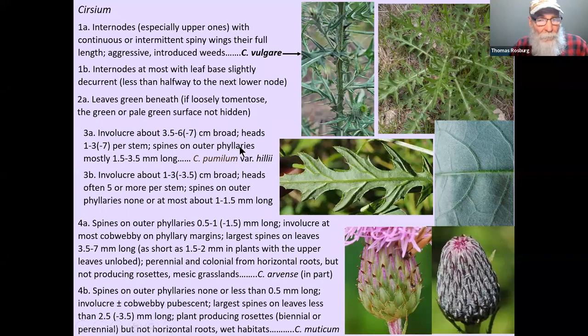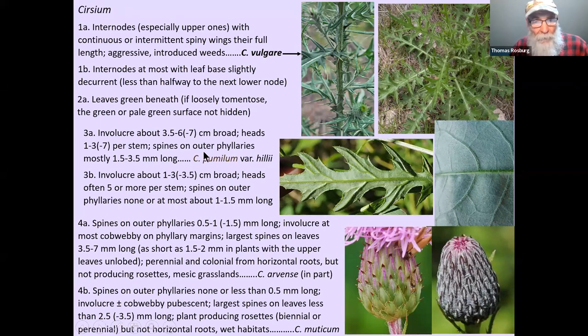The spines on the outer phyllaries is another good one right here. It says mostly 1.5 to 3.5 millimeters long versus shorter here, 1 to 1.5. So we're just looking at those spines on those involucre bracts again. And the number of heads is another one that's in here as well. We'll look at some examples of those involucres in just a little bit.